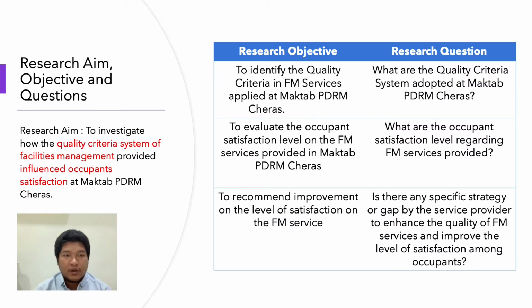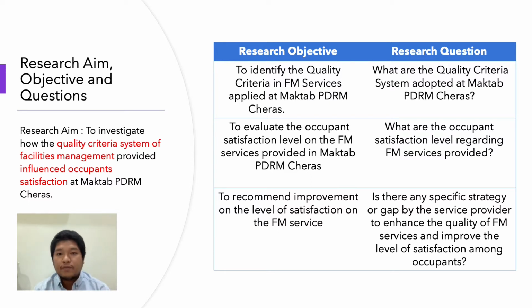As for research aim, objective, and question, the research aim of my dissertation is to investigate how the quality criteria system of facilities management influences occupant satisfaction at Maktab PDRM Cheras. As for my objectives, I have three research objectives in this dissertation. The first one is to identify the quality criteria in FM services applied at Maktab PDRM Cheras. The second objective is to evaluate the occupant satisfaction level on the FM services provided in Maktab PDRM Cheras. The third one is to recommend improvement on the level of satisfaction on the FM services.